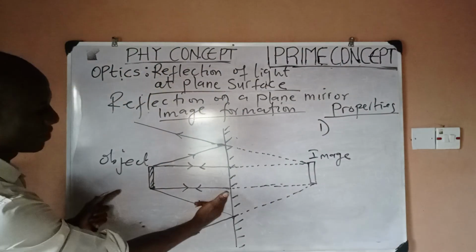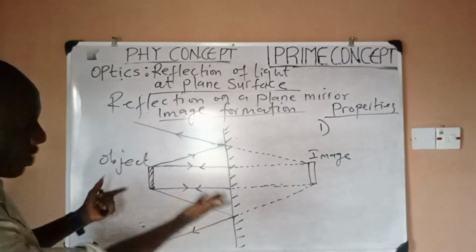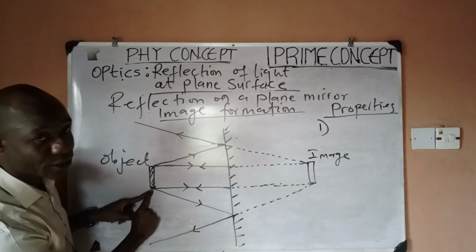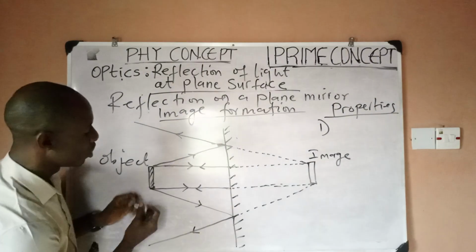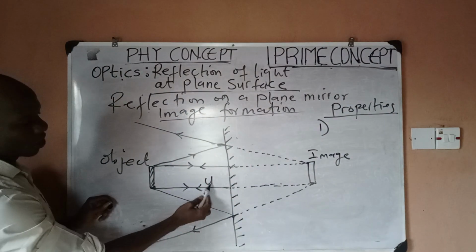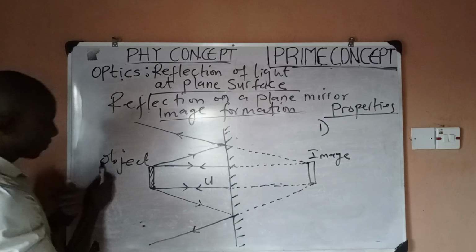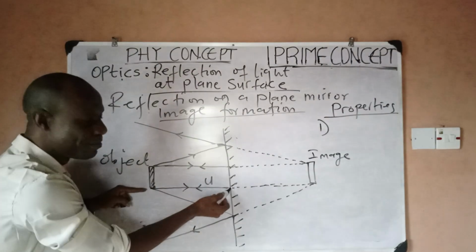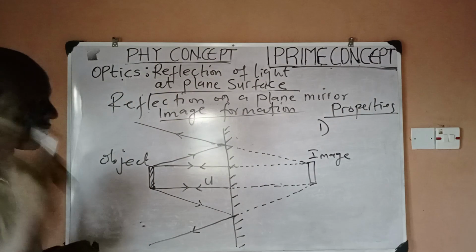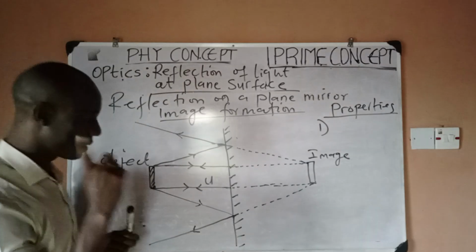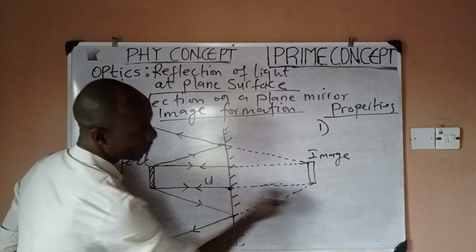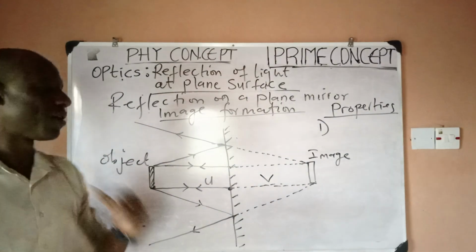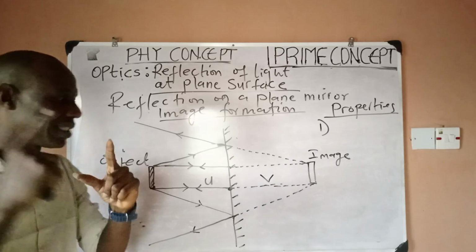Another property you would see from this, even though I drew with a free hand, it still looks perfect. The distance from where this object is to my mirror, we usually call it U. And what does U stand for? Very correct. U stands for object distance. So the distance from an object to the mirror, you call it object distance. So take note of that. In the same way, the distance from my mirror to my image is denoted as V. And what does V stand for? You are very correct. V stands for image distance.